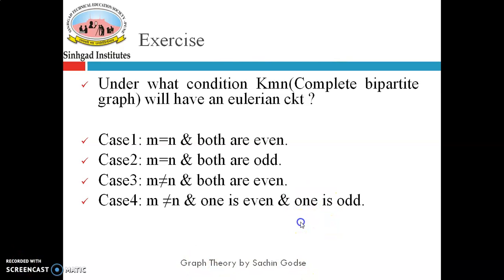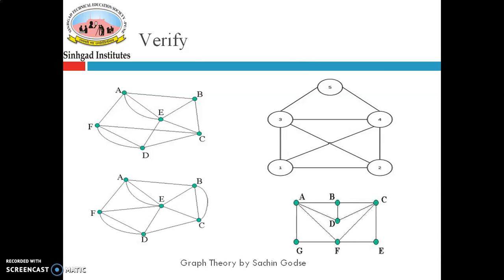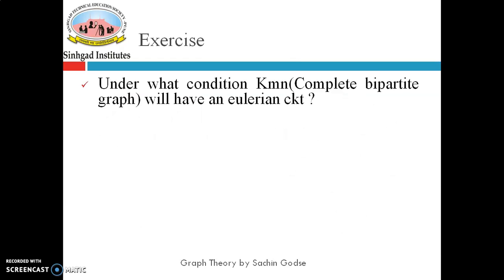So let's see some example which is given for solving. In this graph you have to find whether it contains a Eulerian path or Eulerian circuit using the theorem. So that we see in two theorems we see. So this is also an exercise. Under what condition will K(M,N), a complete bipartite graph, have an Eulerian circuit? So this is also for solving.